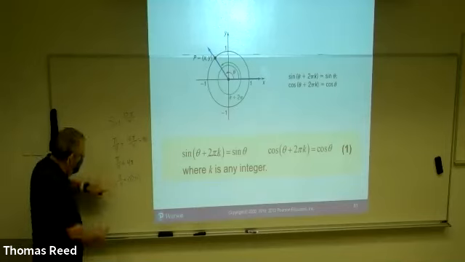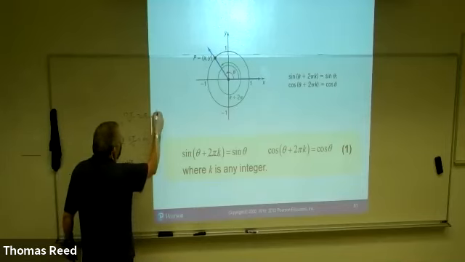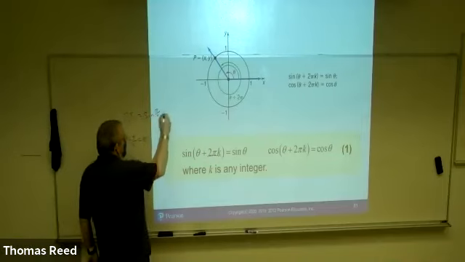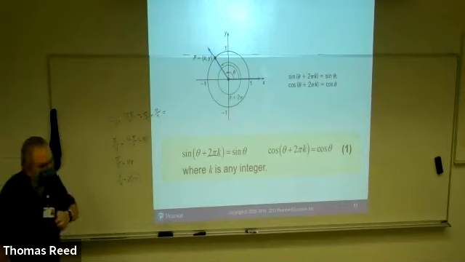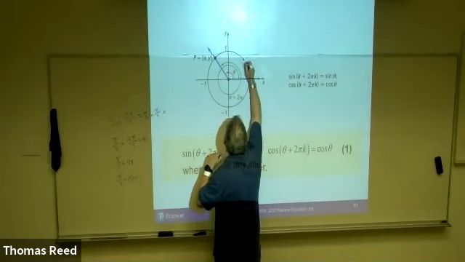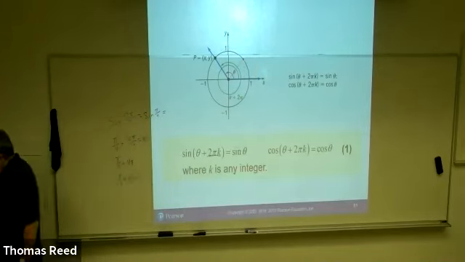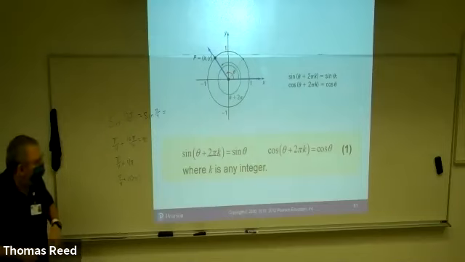So that means that this equals the sine of pi over 4. Can anybody tell me what that equals? So that would be this point here. What's the y value of that point? What's the cosine of pi over 4? Square root of 2 over 2.